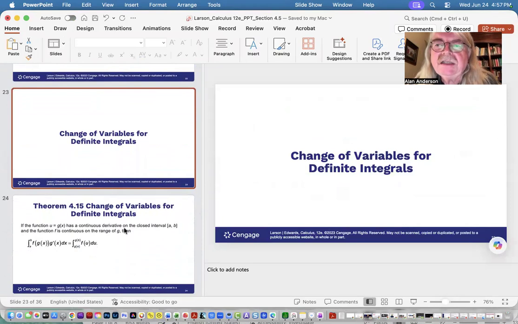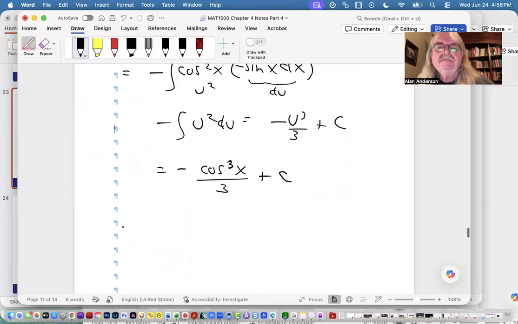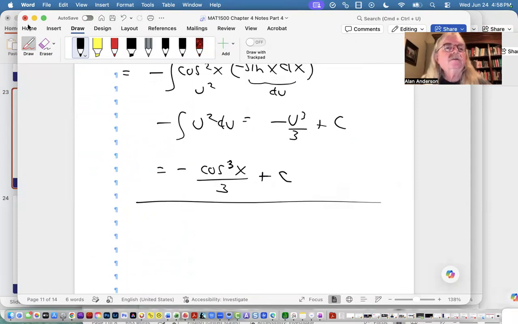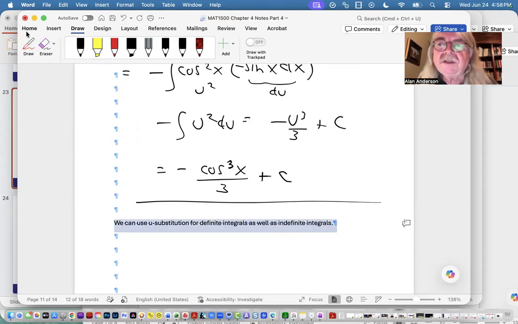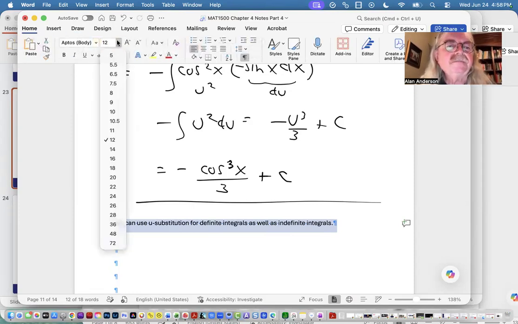Now, here's an interesting part. Where are they going with this next part? What they're saying here is this. We can use substitution for definite integrals as well as indefinite integrals. Of course, up to this point, we've only used indefinite integrals, the ones where you do not solve for a specific value. Does anything change when we use it for definite integrals? And the answer is yes. There's one very important change.